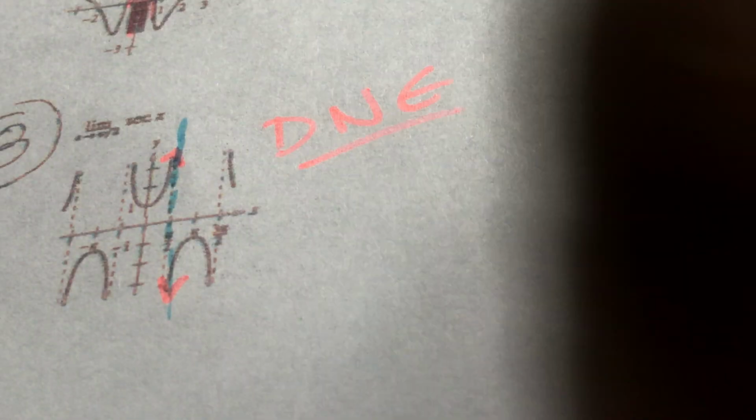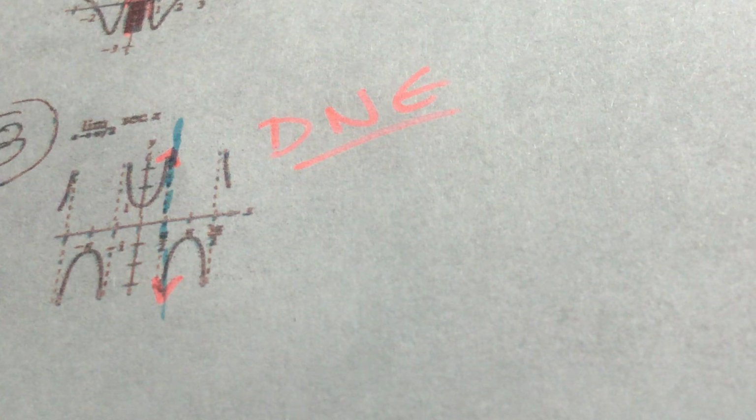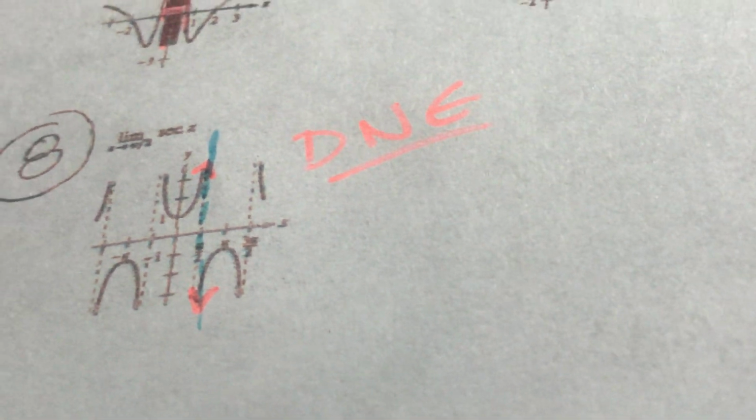Number 8, this says the limit as x approaches pi over 2. Pi over 2 is that asymptote right there. If you look on either side of that asymptote, on the left it's going up forever, and on the right it's going down forever. Those do not agree, so the limit does not exist. That is how you answer graphically.